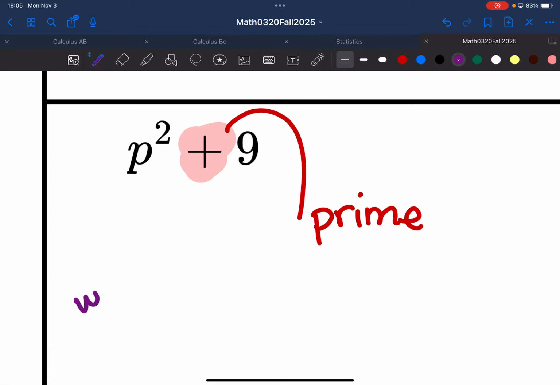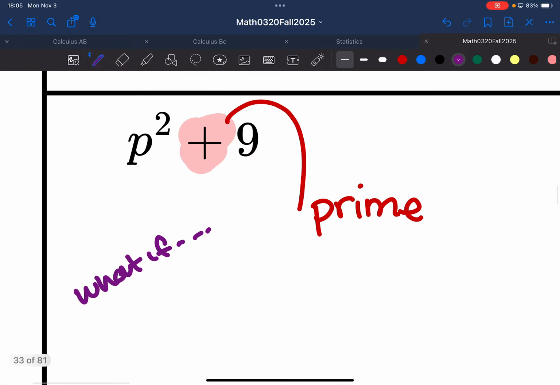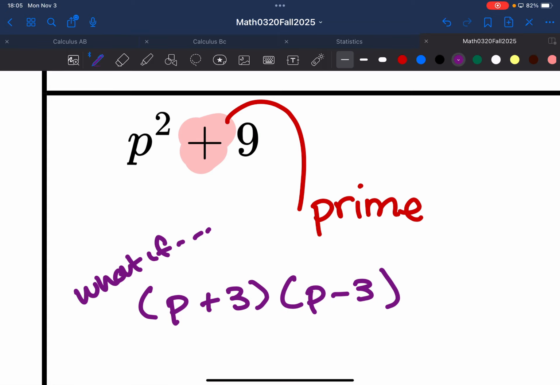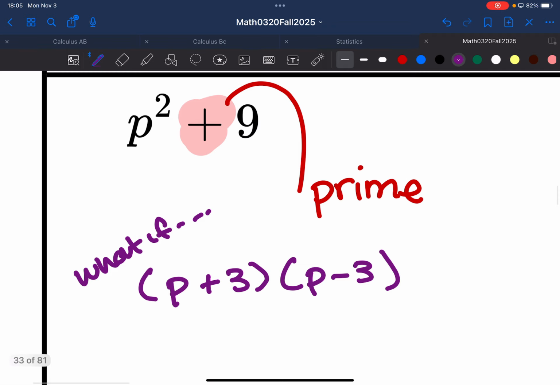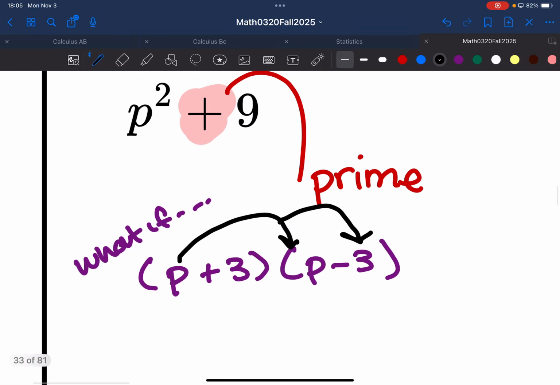So let's say you make the mistake. This is what if, right? What if you did this? Let's say you forgot about the plus sign, minus sign, and you said, well, I know this has to be me taking the square root of p squared and then the square root of 9. And then you did this. Well, this has to be p plus 3, p minus 3. If you were to check this by FOILing, I'm going to show you two mistakes that commonly happen here.